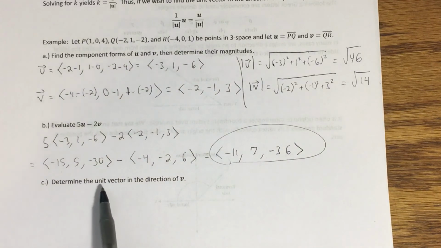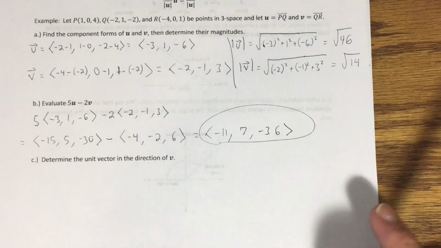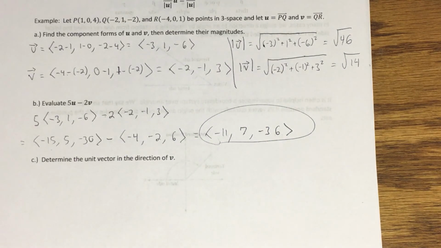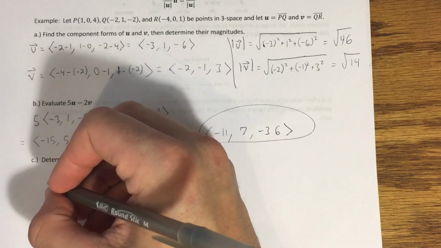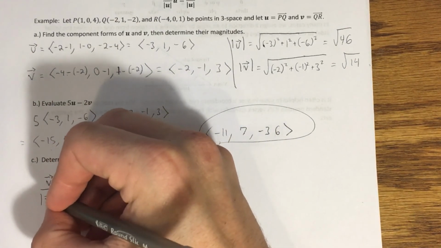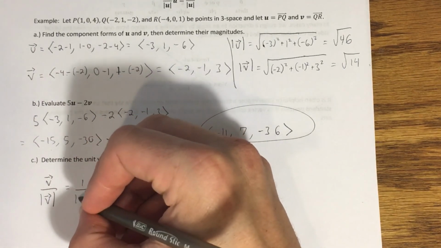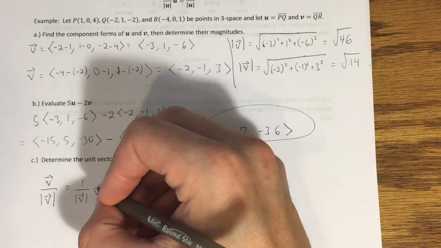How do we do part C? I want to find the unit vector in the direction of V. We just talked about this, and came up with a formula for it. The first thing you need to do is find the magnitude of V. But fortunately for us, we've already done that. So the unit vector in the direction of V will be, remember, V over the magnitude of V. But that's the same thing as 1 over the magnitude of V times V.